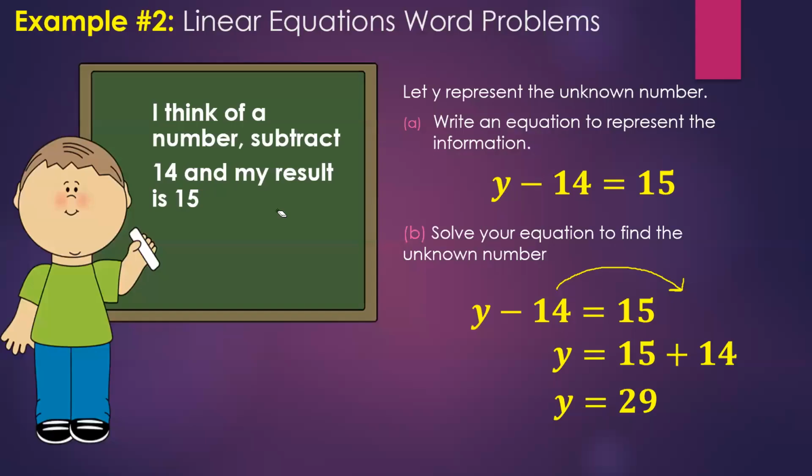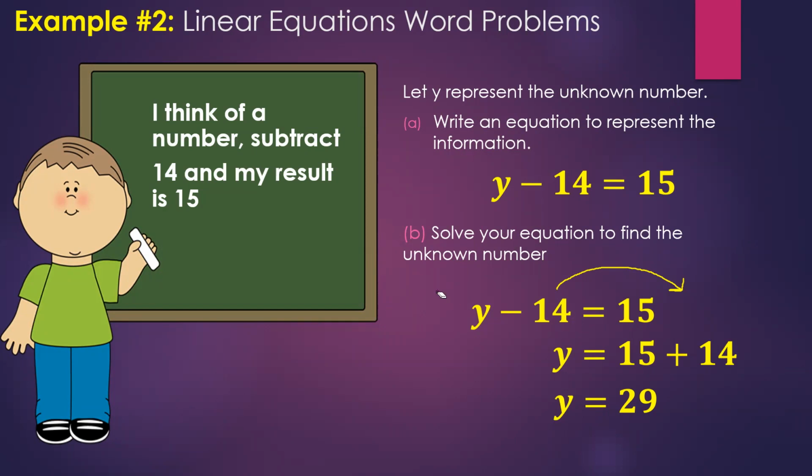Do you understand how we got y is equal to 29? Yes, sir. Casey, do you understand how we got it? Yes, sir. How about you, Jevin? You understand how we got y is equal to 29? Yes, sir. All right, good. Jabez, where's Jabez? You understand how we got y is equal to 29? Yes, sir. Okay, good. Joseph, do you understand this?